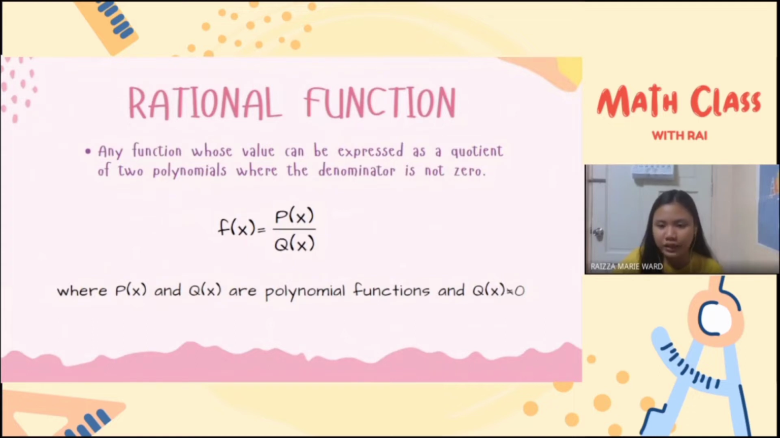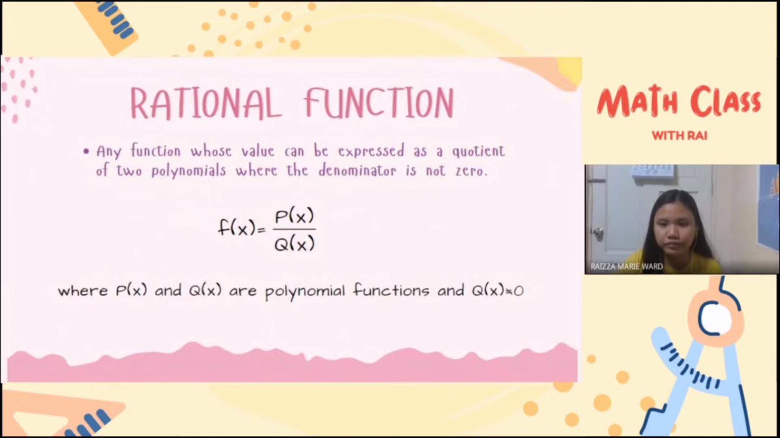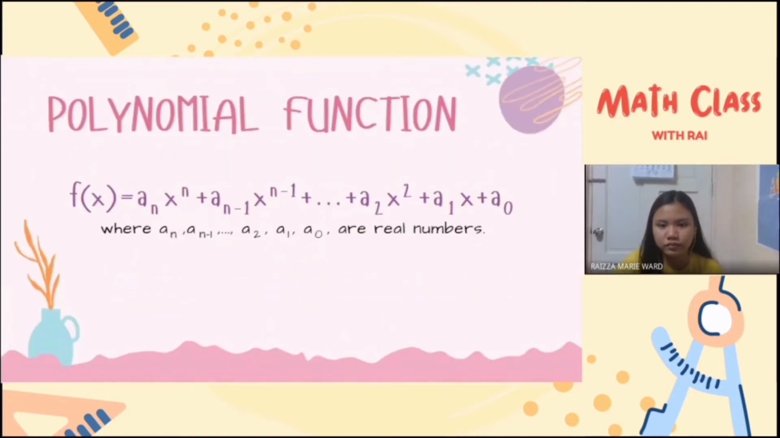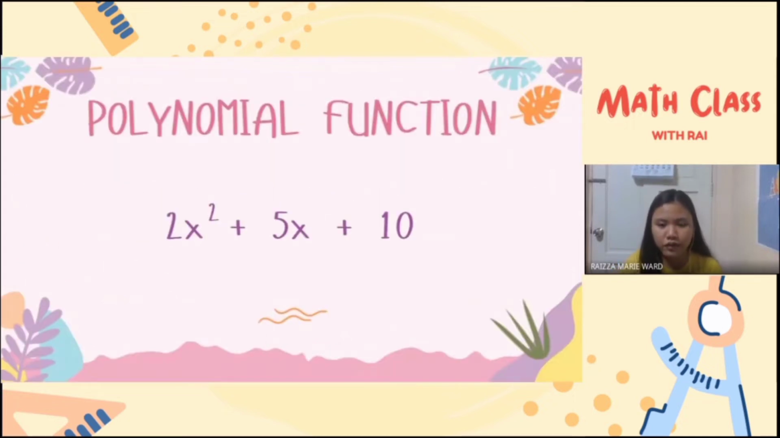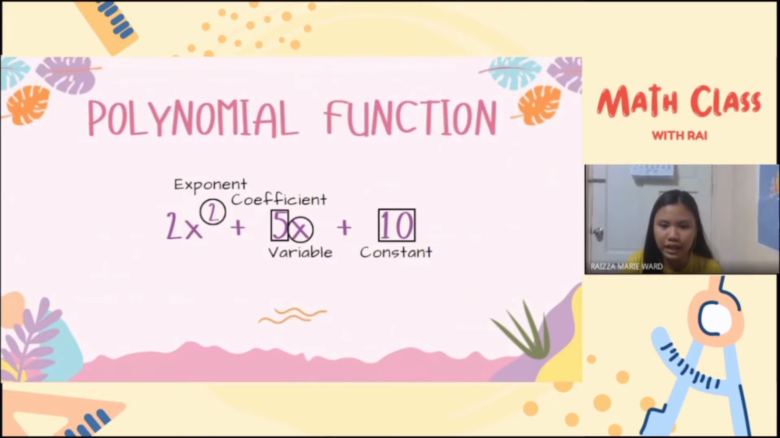It is also important to know that a function that cannot be written in the form of a polynomial is not a rational function. Since we have mentioned that q(x) and p(x) are both polynomial functions, let us have a run-through on the polynomial functions. This is the form of a polynomial function. A polynomial function has an exponent, coefficient, variable, and constant.